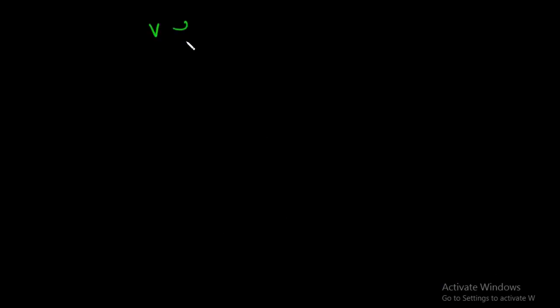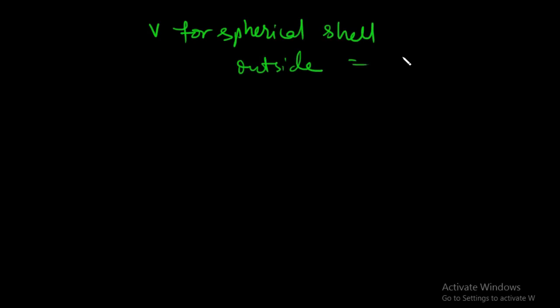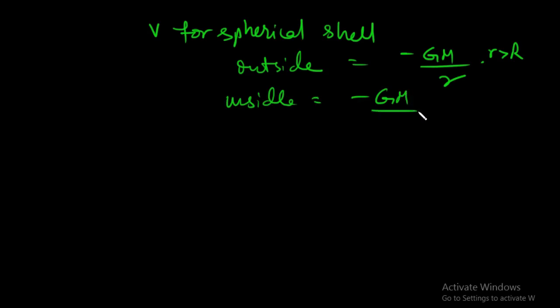So what answers do we have? V for the spherical shell, outside, this would be equal to minus G M by r, where r is greater than R. Inside, this would be equal to minus G M by capital R, where r is smaller than R.